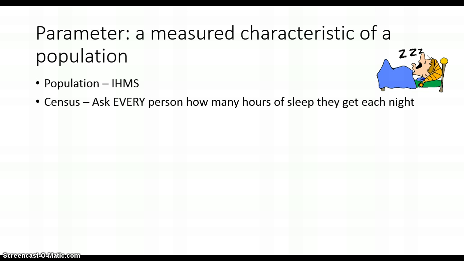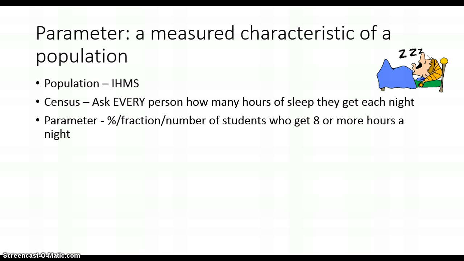A parameter is a measured characteristic of a population, so it's similar to a statistic, except I'm not looking at the data from a sample, I'm looking at the data from the entire population, or I've collected the data from everyone. Let's look at an example. If my population is Indian Hill Middle School, I might ask every person in the school how many hours of sleep they get each night. My parameter would be the percent, fraction, or number of students who get 8 or more hours of sleep every night.